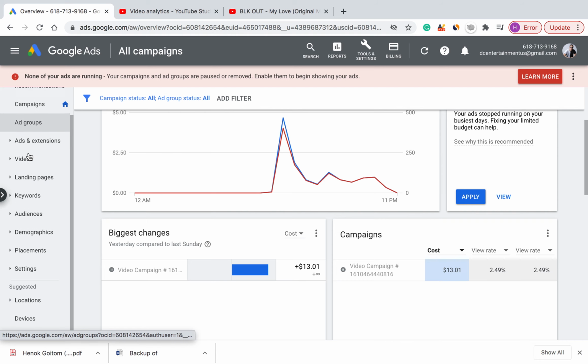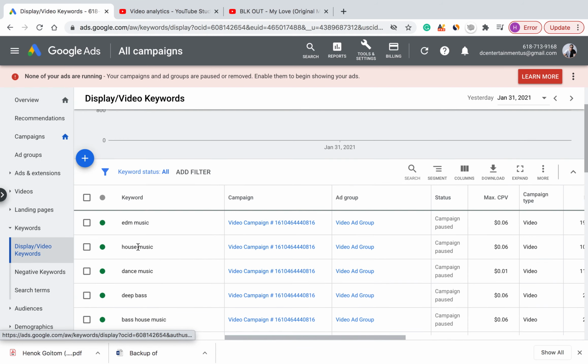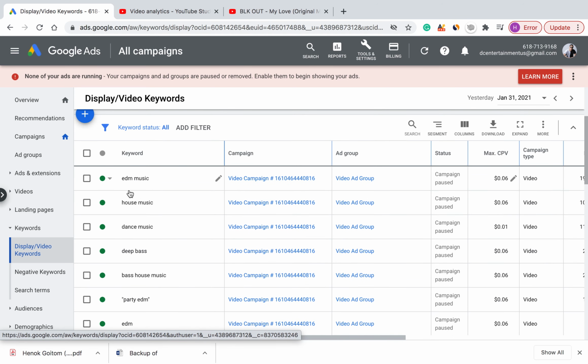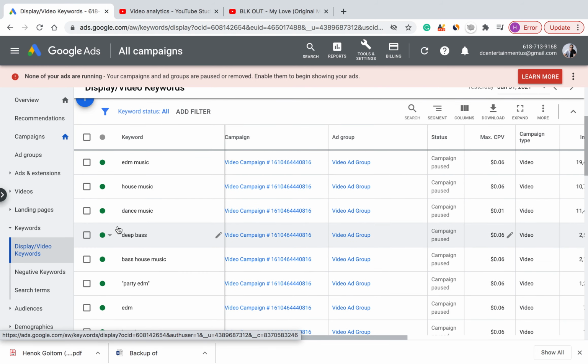So I want to go over the keywords that we used. This is an EDM track, so obviously you have to tailor the keywords towards the type of music that you want to promote. If you have a hip hop track, you want to use keywords that are related to hip hop. So here we used EDM music, house music, dance music, deep bass.